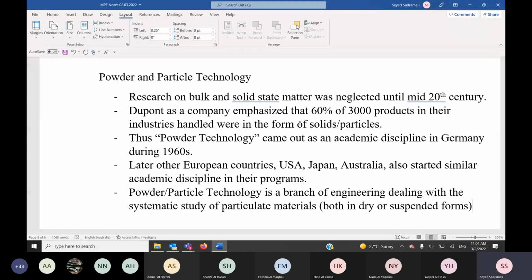So particle and powder technology comprise operations of crushing, sieving, characterization, storage, conveying, mixing, fluidization, agglomeration, and so on. These are the topics that we are going to talk about in this course.